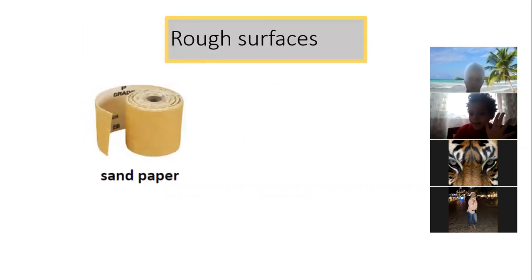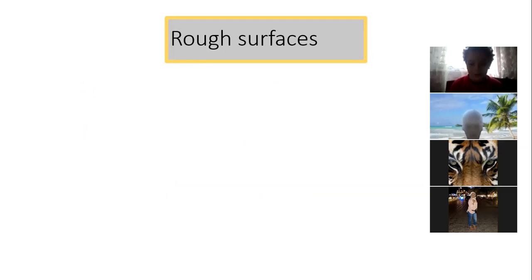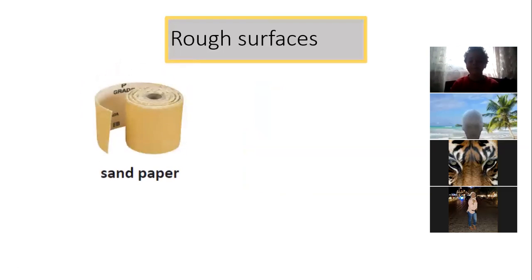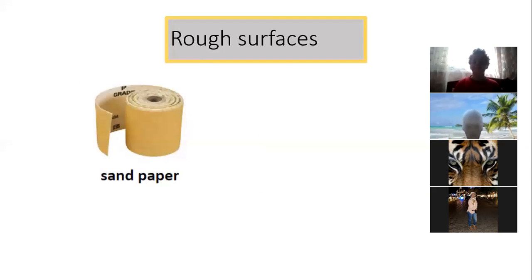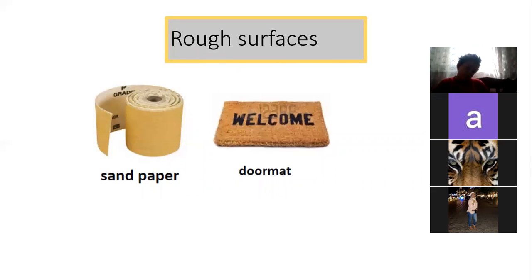Yes, I have another example of rough surfaces. A carpet. A carpet is a rough surface, of course. You have the sandpaper, a type of paper that has very small pointy stuff coming out of it, like sand. This is an example of a rough surface.